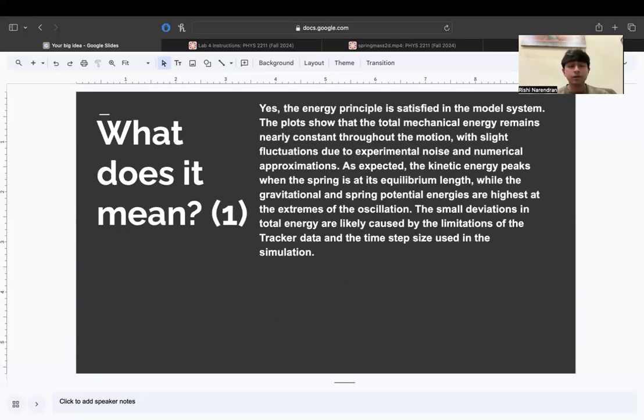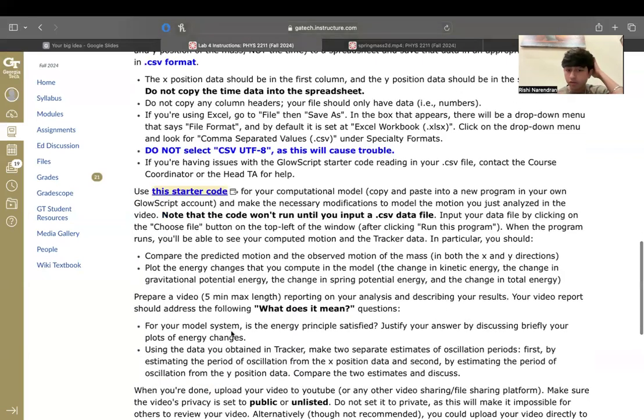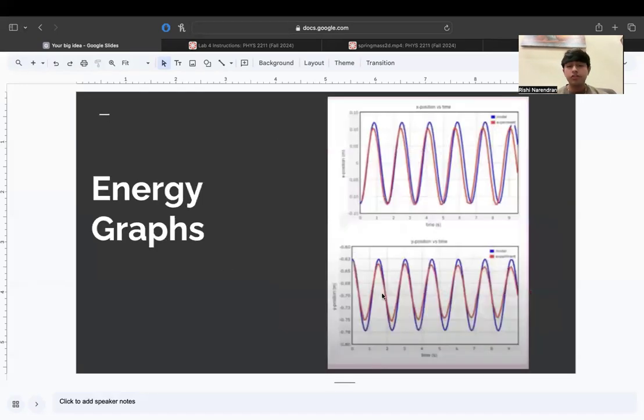Our what if question asks, from your model system, is the energy principle satisfied? Justify your answer by discussing briefly your plots of the energy changes. To answer that question, yes, the energy principle is satisfied in the model system. The plot shows that the total mechanical energy remains nearly constant throughout the motion with slight fluctuations. If we go to the energy principle, we can show that it is showing the same sinusoidal trajectory as what the model is showing. We can just see that the length of the oscillation is slightly different, and this is because of some errors.